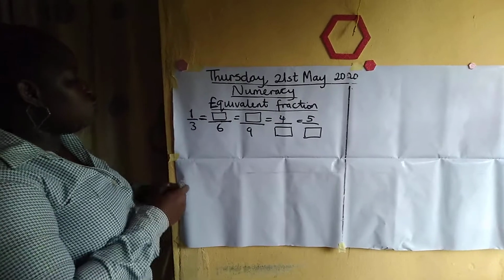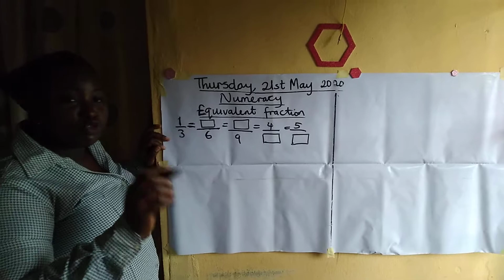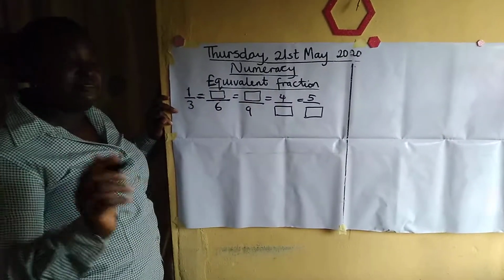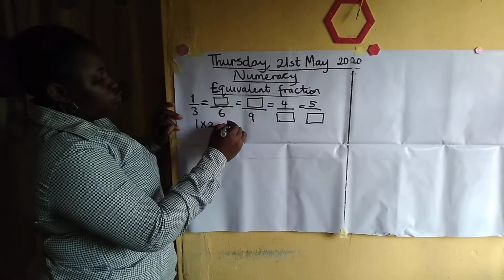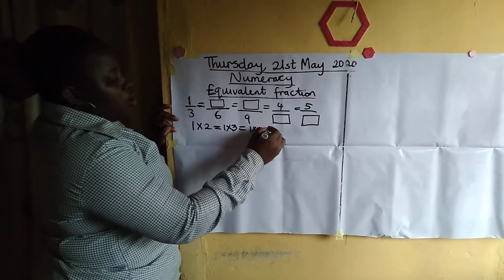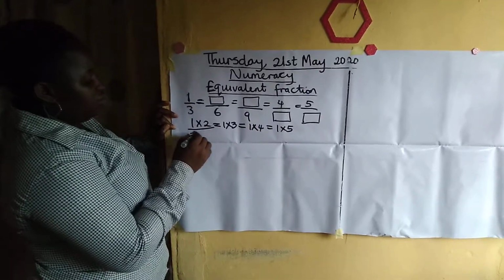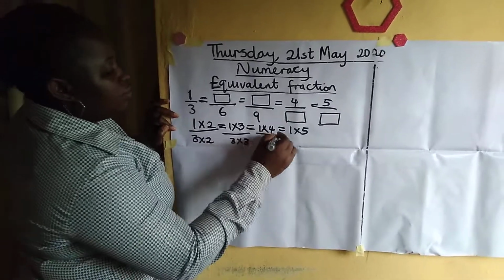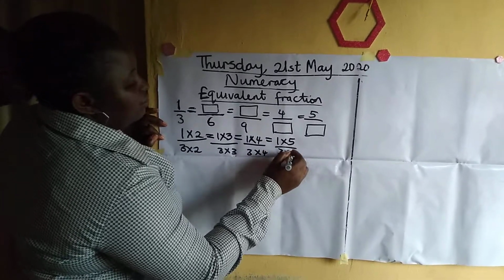Now, what we need to do is to multiply. Like I told you in our last class, we start multiplying from 2. We multiply our numerator and we also multiply our denominator using the same value. So now let's start. We start from 2. 1 times 2, 1 times 3, 1 times 4, 1 times 5. Also our denominator, 3 times 2, 3 times 3, 3 times 4, and 3 times 5.